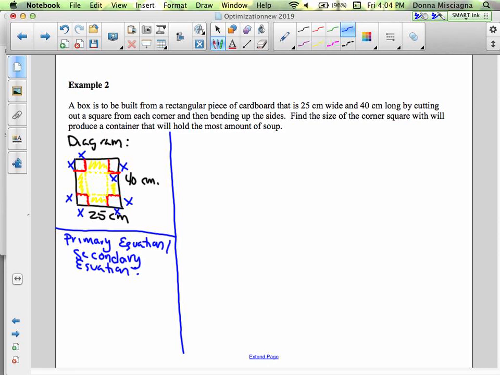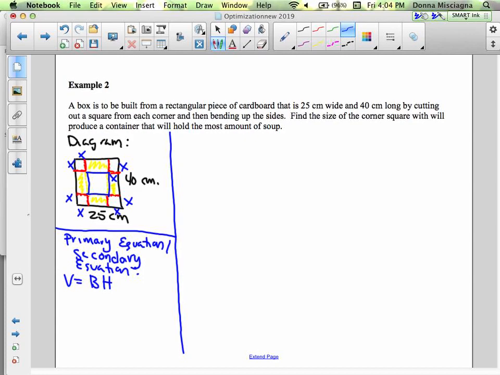We are finding volume. So volume is still the area of the base times the height. But the constraints are going to be built in when we figure out the base. Here's our base right here. The base of that box is created by cutting out those squares. That becomes the base of the box.